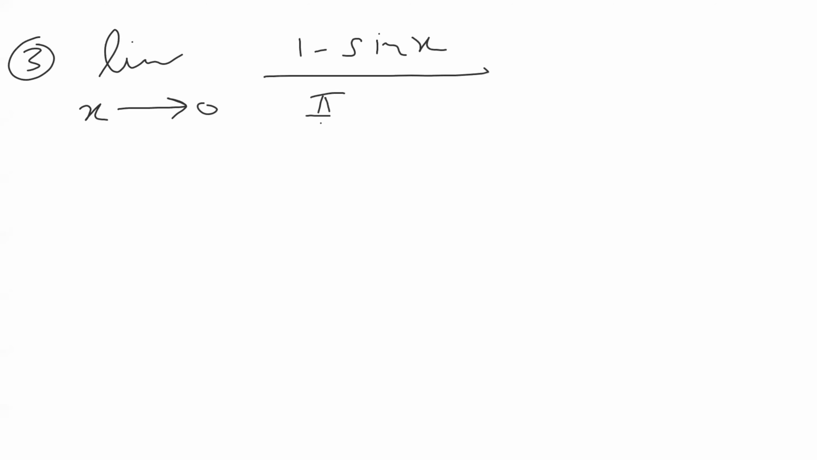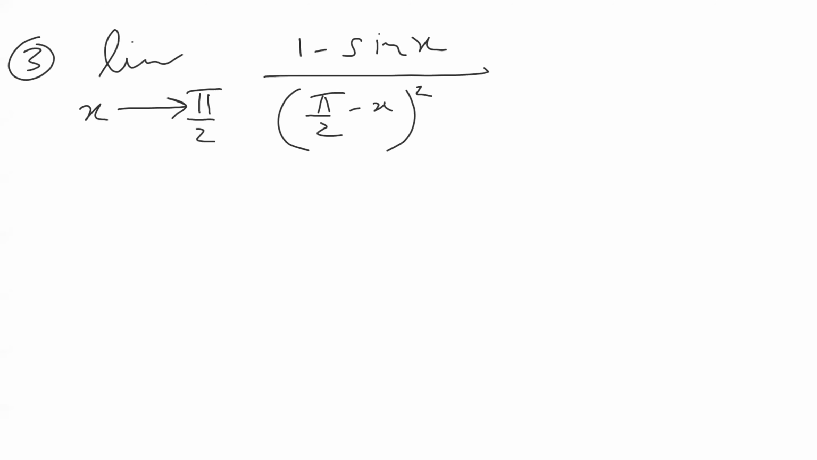Next problem. Okay, let us go to the third problem. Limit x approaching 0, 1 minus sin x upon pi by 2 minus x, the whole square. Okay. So now x is approaching pi by 2. I'm sorry for that.